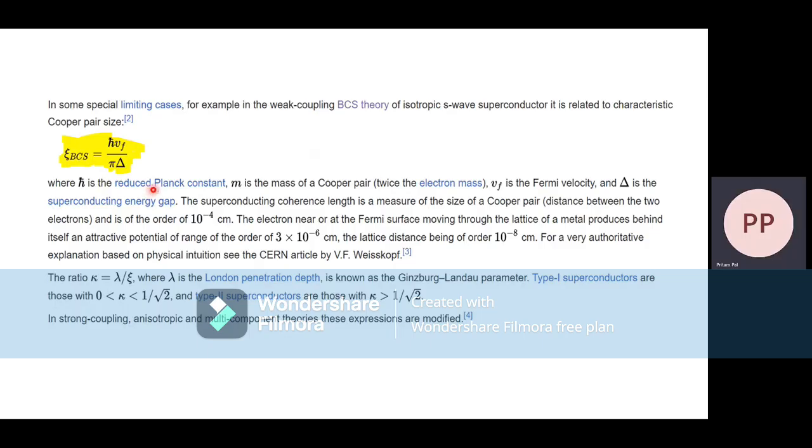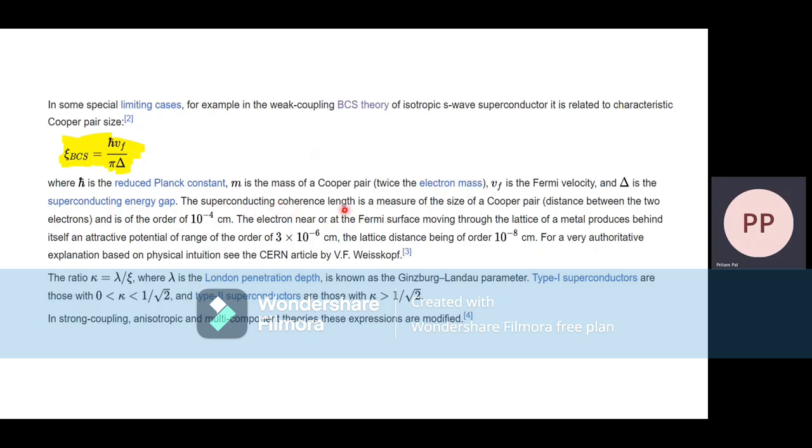Here h-bar is the reduced Planck constant. M is the mass of the Cooper pair, which is just twice the electron mass, as two electrons are there. And vF is the Fermi velocity, and delta is the superconducting energy gap.